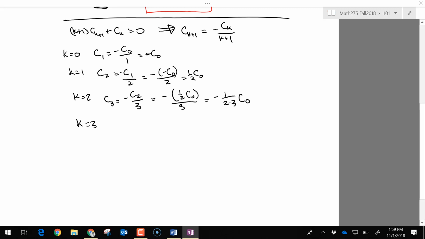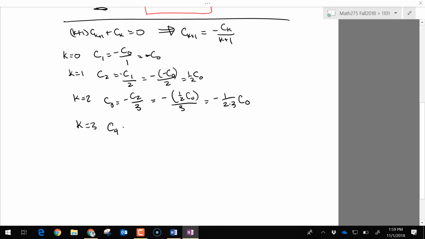Remember this is the second page now. Well, this is a short problem. You guys are going to be doing the second order stuff. c sub 4 equals negative c sub 3 divided by 4. So that's negative 1/4 times negative 1 over 2 times 3 c sub 0. So negative negative is a positive: 1 over 2 times 3 times 4 c sub 0. You see a pattern?